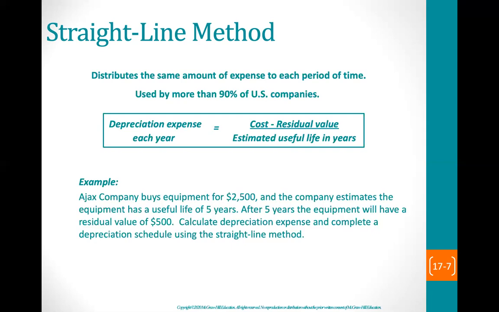So the first step is to calculate depreciation expense. Cost is $2,500 and residual value is $500. $2,500 less $500 is $2,000. $2,000 divided by the estimated useful life of 5 years tells us that $400 of depreciation expense will be taken each year. So now let's prepare a depreciation schedule using this information.